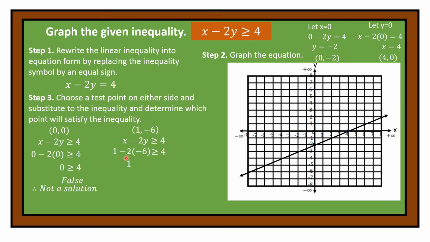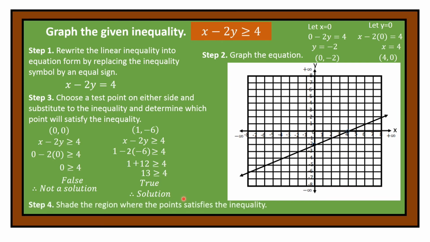So, we have here 1, negative 2 times negative 6 is equal to positive 12. And then copy is greater than or equal to 4. So, 1 plus 12 is equal to 13. And then copy is greater than or equal to 4. So, as you can see, 13 is greater than or equal to 4. So, this statement is true. So, kung true yan, ibig sabihin, 1 negative 6 is a solution.